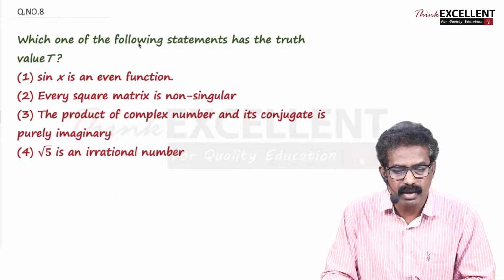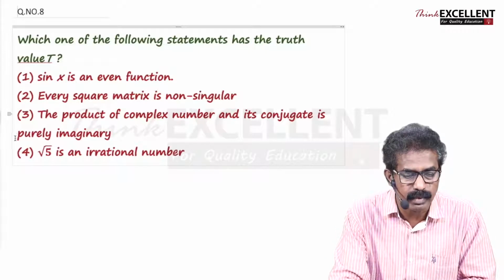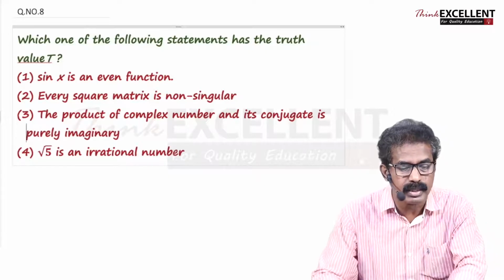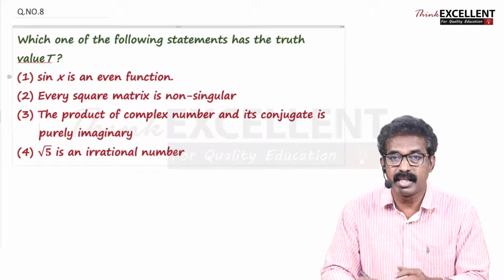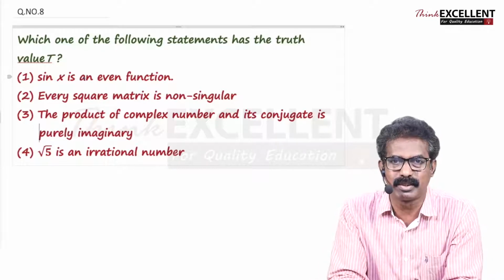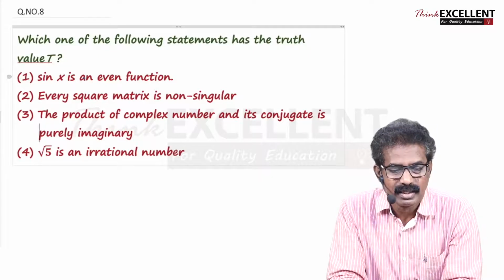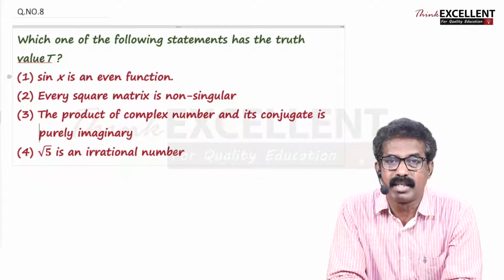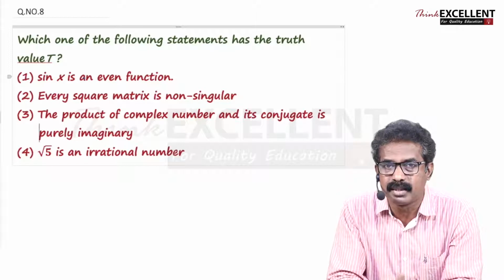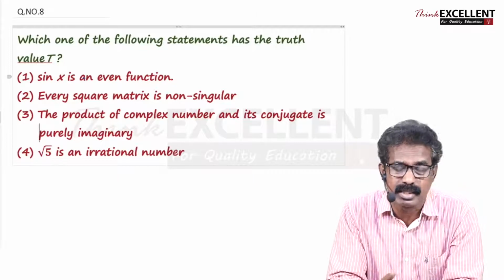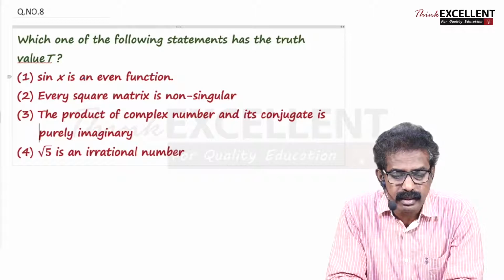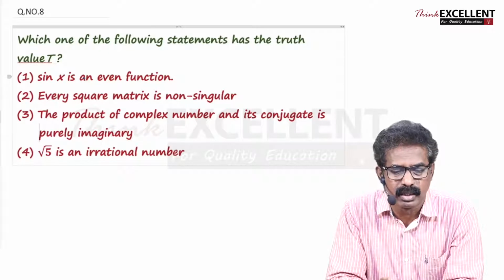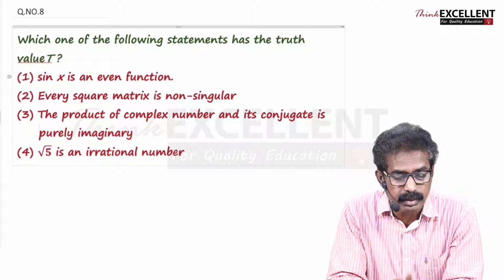Which one of the following statements has the truth value T? Truth value T you have to get. Please listen carefully. The first one: sin x is an even function. So not only discrete math, you need so many other things, right? Sin x is an even function? No, sin x is an odd function because sin minus theta is minus sin theta. Cos theta is an even function, okay? So that is false. Every square matrix is non-singular. Every square matrix, no, you cannot say. Determinant value 0 means it is singular.